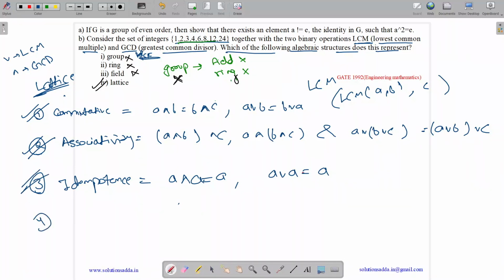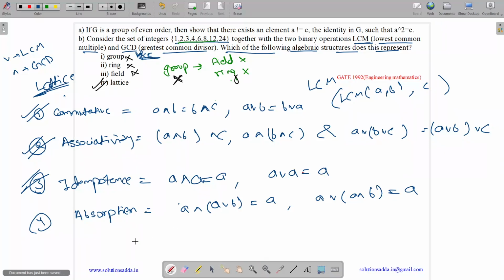Let us see the fourth. It should follow the absorption law. What is the absorption law? It means A GCD (A LCM B) should be equal to A, and A LCM (A GCD B) should be A. So let us verify it with the help of an example. If we take the GCD of 8 with the LCM of 5 and 10, what is its value? What is the LCM of 5 and 10?